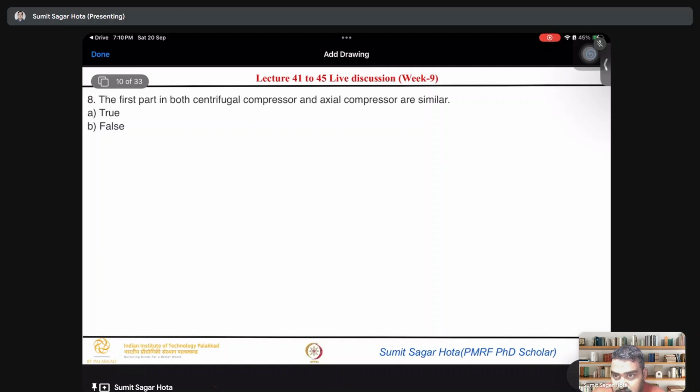The first part: both centrifugal compressor and axial compressor are similar. True or false? The answer is A, which is true.